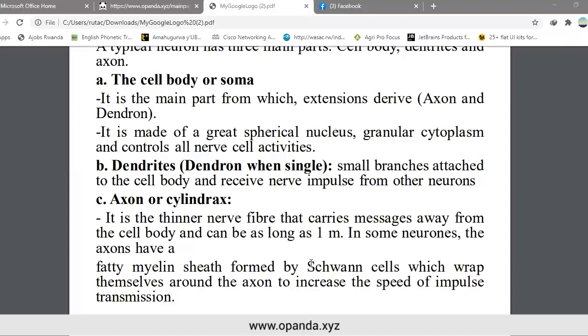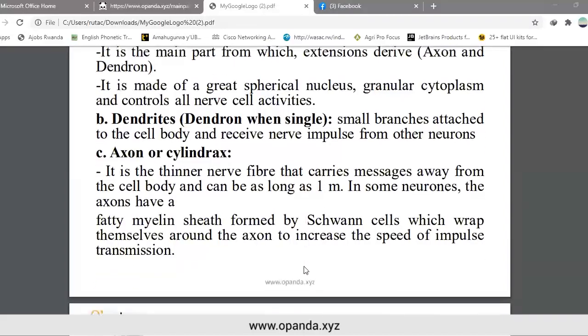The axon is the thinner nerve fiber that carries messages away from the cell body and can be as long as 1 meter. In some neurons, the axons have a fatty terminal sheath formed by cells which wrap themselves around the axon to increase the speed of impulse transmission.